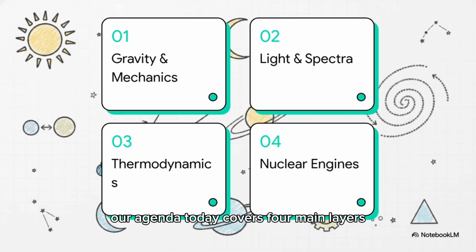Our agenda today covers 4 main layers. 1. Gravity and celestial mechanics. 2. Light, radiation, and spectra. 3. Thermodynamics of the stars. And 4. Nuclear engines powering stars.